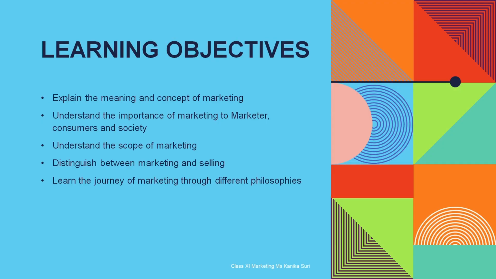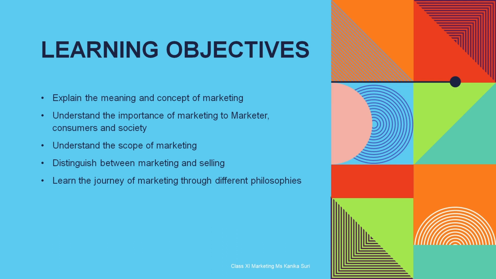So in this particular unit, what we will be learning is the meaning and concept of marketing. Those of you who are a complete stranger to marketing, you don't know what marketing is, what it consists of, what the meaning of marketing is. After seeing my video, you will be able to clearly comprehend the meaning of marketing, as well as understand the importance of marketing to, number one, the marketer, secondly, the consumer, and also the society. You will also understand the scope of marketing.